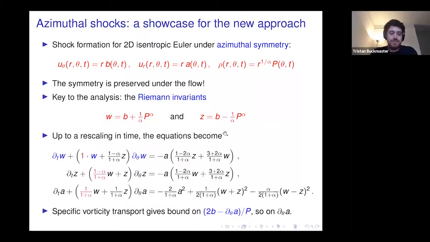And so what we prove in this paper is that if you rewrite these equations in terms of this azimuthal symmetry, then the symmetry is first preserved. Now you just have the equation in terms of the angle and the time. We write Riemann invariants in terms of this equation. These are the equations you end up with when you write things in terms of Riemann invariants.